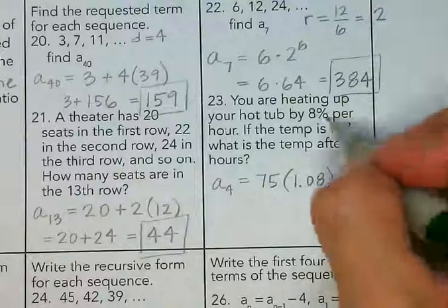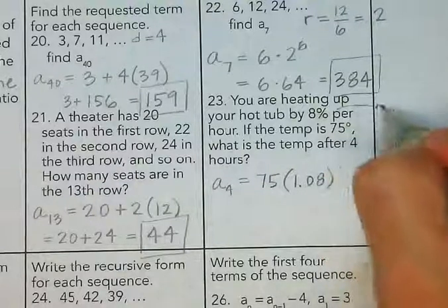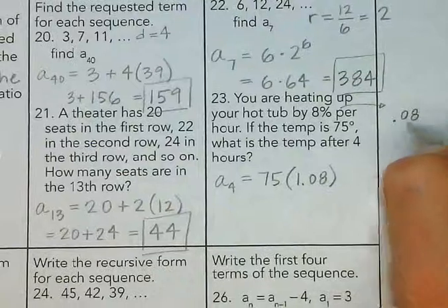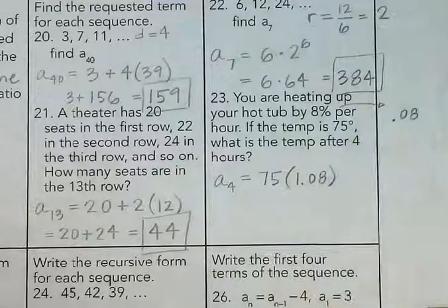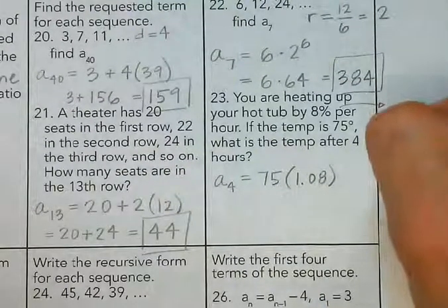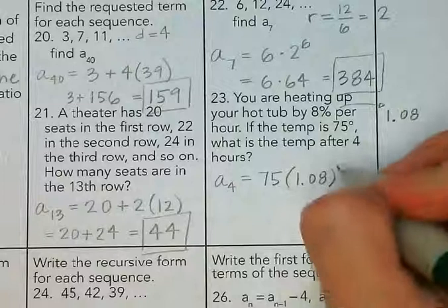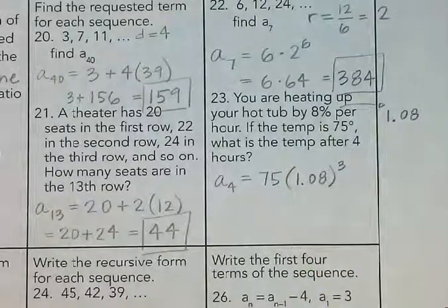and you probably remember this from when we talked about it in class. If we want to write 8% as a decimal, that would be 0.08. But we don't want to just increase it 8%. We want all of the temperature that we had plus 8%. So we actually want 108% of the previous temperature. And then after 4 hours, that means we need 3 more hours.